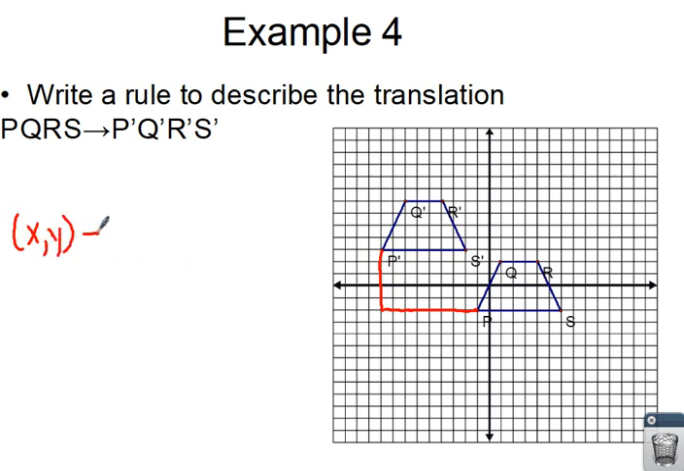So I'll put x, y and then the arrow. And if x moves to the left, it's x minus. So we go 1, 2, 3, 4, 5, 6, 7, 8. x minus 8. And then it goes up, so that's y plus 1, 2, 3, 4, 5. y plus 5. And you can check all of your points, and it should work for every single point. Like if we went to R and we went left 8, up 5, it would go to R prime. Okay? So we're just going backwards from what we were given before.